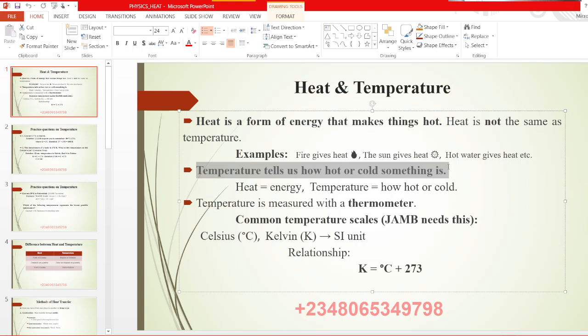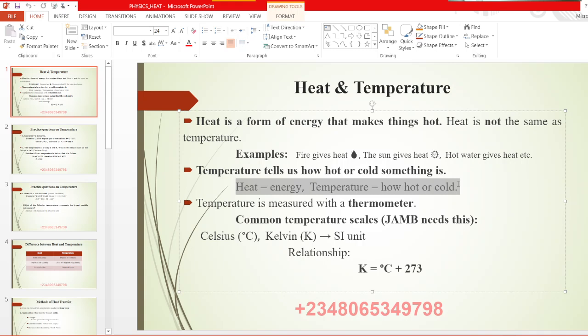When we put a bottle inside our refrigerator, it becomes cold. And when we put water in a pot, it becomes hot when it starts boiling. So temperature tells us how hot or cold a particular object is. So heat is a form of energy. Please take note of that. And temperature tells us how hot or cold an object could be.